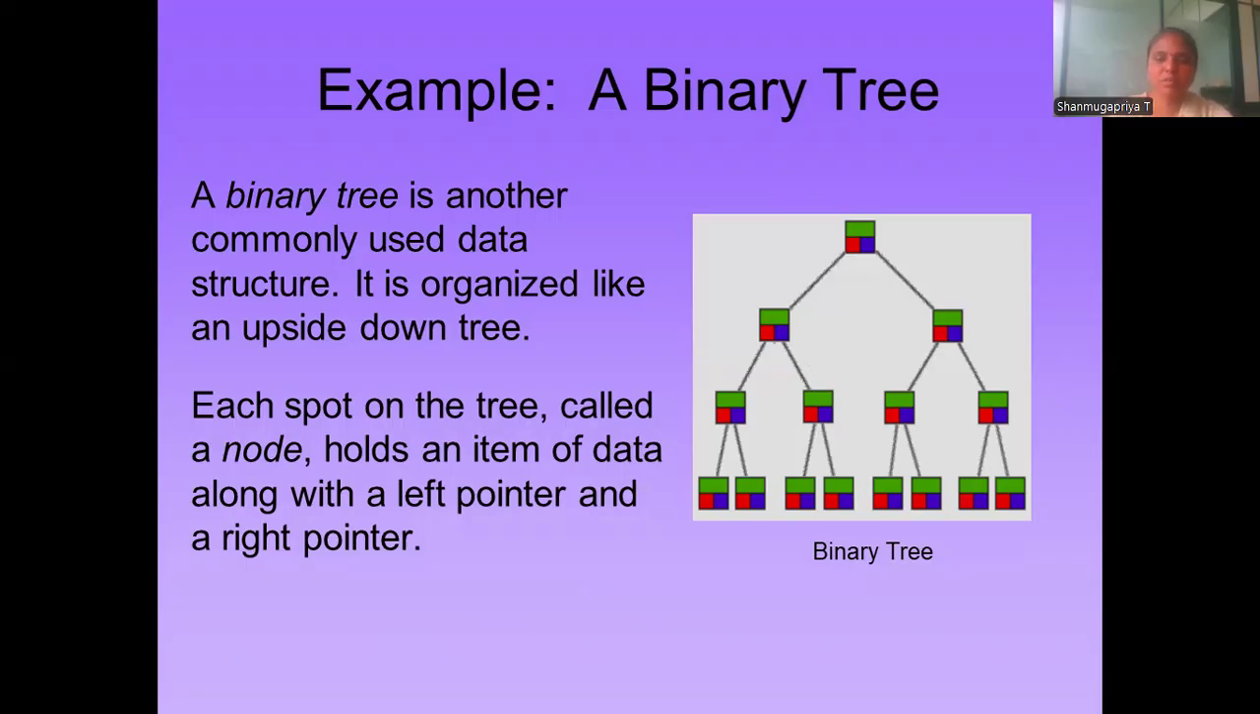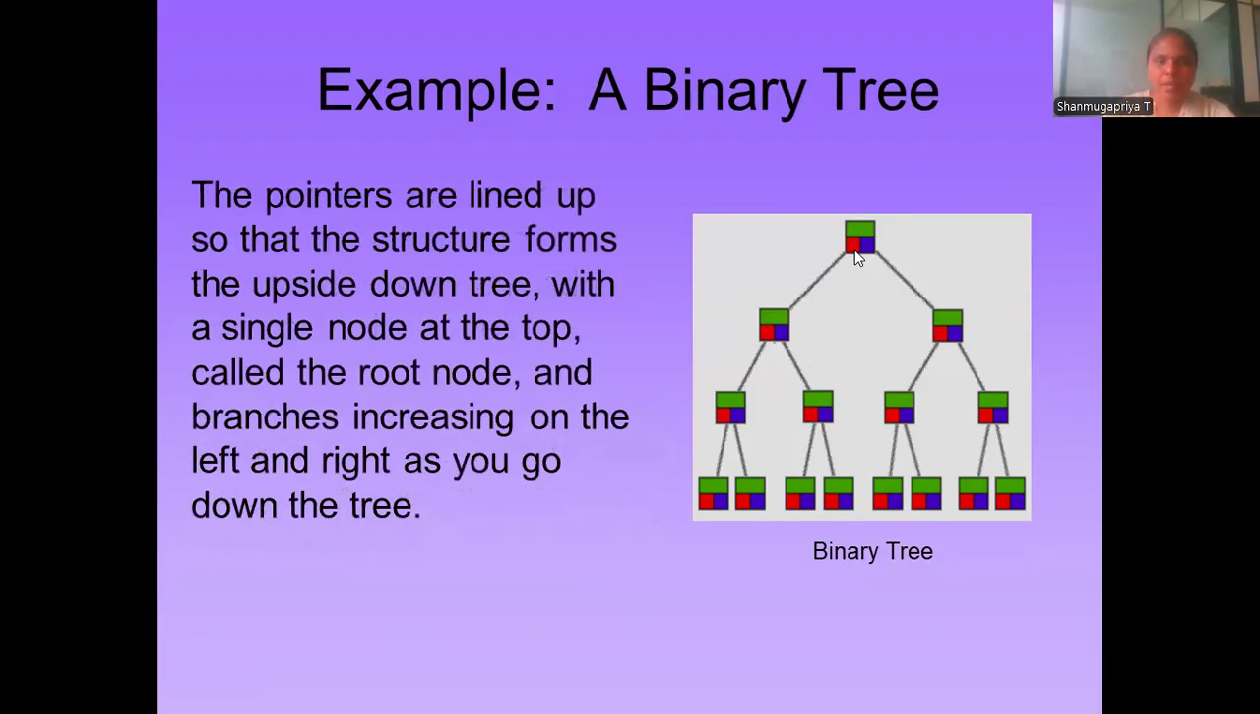Here, everything you see is called a node, which holds the item. Each and every node holds an item of data along with a left pointer and a right pointer. The left pointer contains the address of the left subtree node, and the right pointer contains the address of the right subtree node. The pointers linked with the structure form an upside down tree with a single node at the top called the root node, and branches increasing on the left and right as you go down the tree.